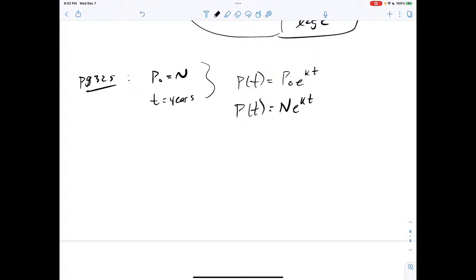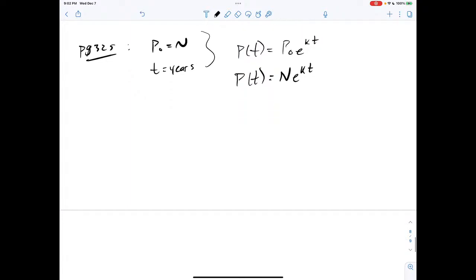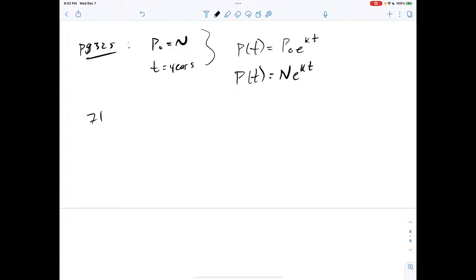Okay, I don't get the point of A. It's kind of just all set up here for A. For 7B, they say the population doubled in size. T is measured in years, and they say this happened in 18 months. That's 1.5 years. So I know that P at 1.5 is equal to 2N. Is that okay so far?